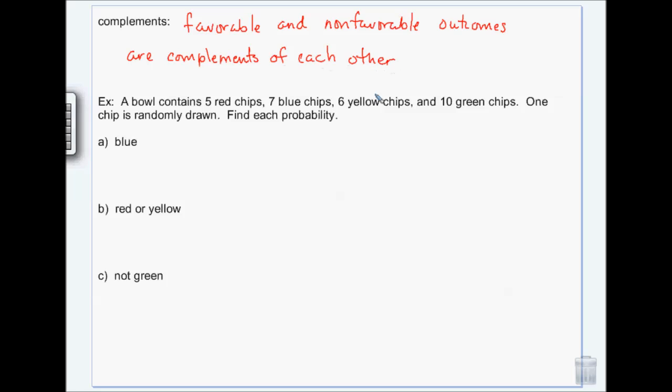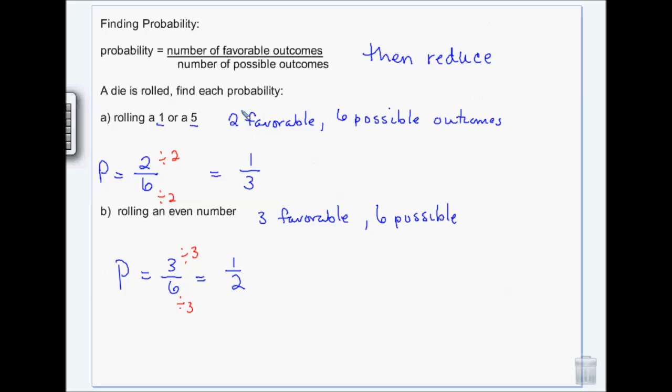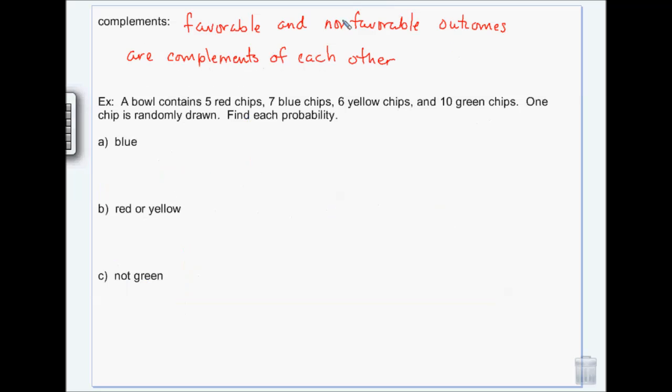Okay, so let's talk about, if my probability of favorable on the die is 2 favorable, the complement of that is going to be 4, because there's 6 possible. So 4 unfavorable to the 2 favorable.